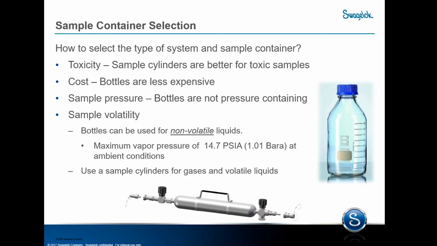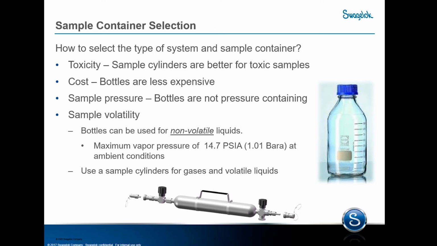So, which brings us to our next big decision. What type of sample container do you need? Again, two main choices, bottles or cylinders. But how do you select the right one? Well, we've already discussed one consideration, and that's toxicity. So for toxic samples, a cylinder is definitely preferred due to its higher leak integrity. But there's other factors to consider as well. For example, a sample cylinder is definitely more expensive than a bottle. So we want to use bottles wherever practical due to financial considerations. But bottles do have some limitations.